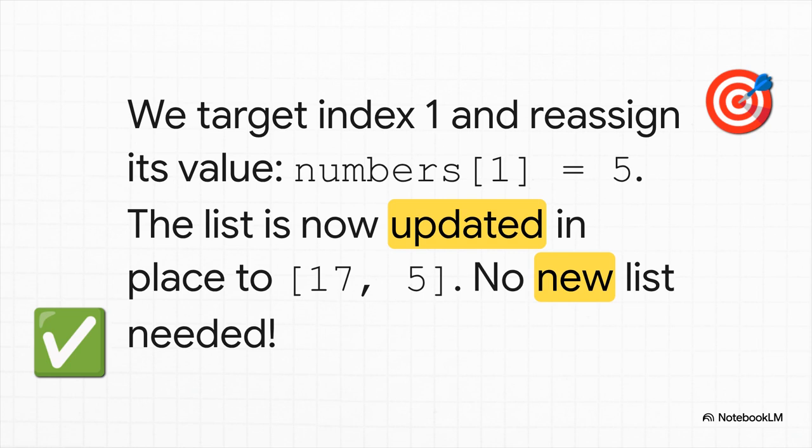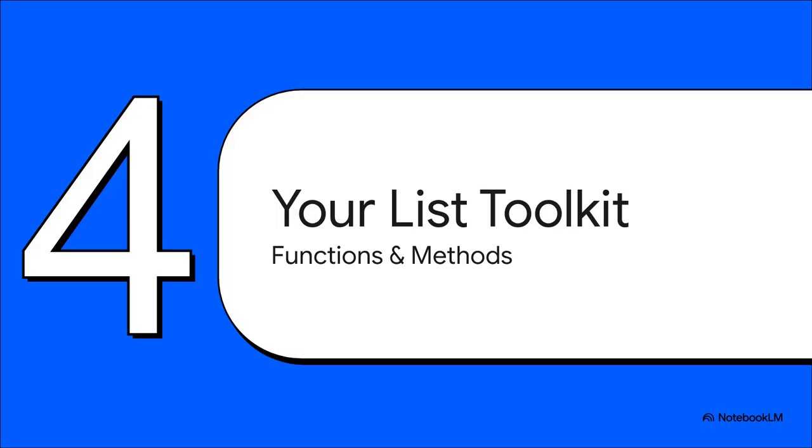Here, we're basically saying, hey Python, go to index 1 and replace whatever is there with the number 5. And just like that, the list is updated. The really crucial thing here is that we didn't have to create a brand new list. We modified the original one right where it stood. Okay, so you know what lists are, you know how to change them.